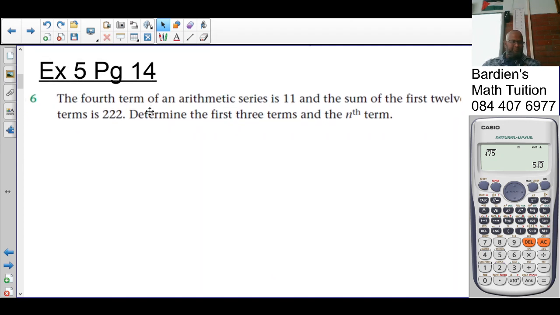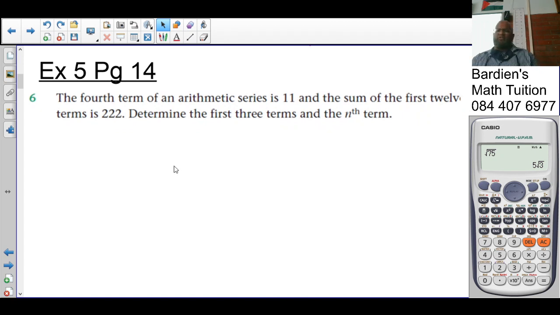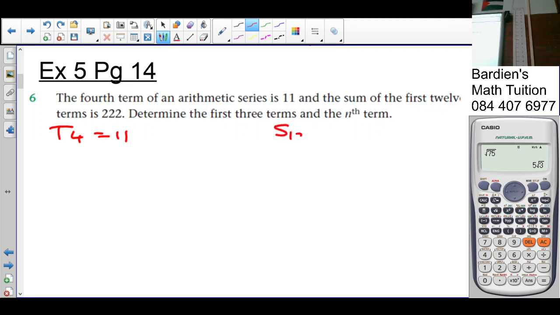Okay, so this is number 6 on exercise 5 on page 14. The fourth term of an arithmetic series is 11. So again, T4 is 11. And the sum of the first 12 terms is 222. So S12 is 222. Determine the first 3 terms and the nth term of the series. Okay, so again, Tn is equal to a plus n minus 1 d. Sn is equal to n over 2 into. Which one of the two formulas are we going to use?